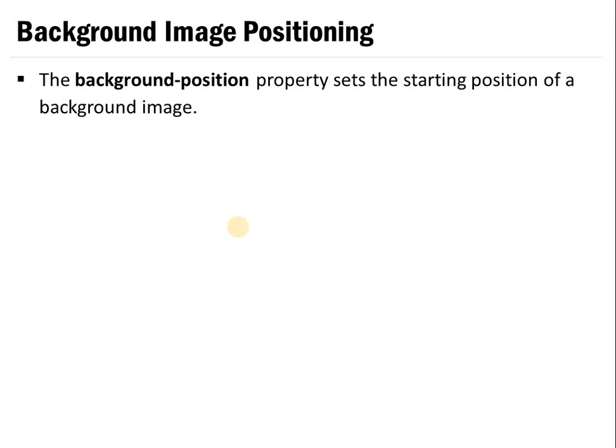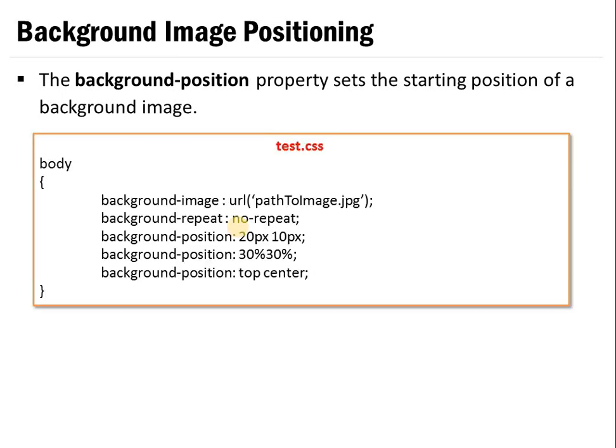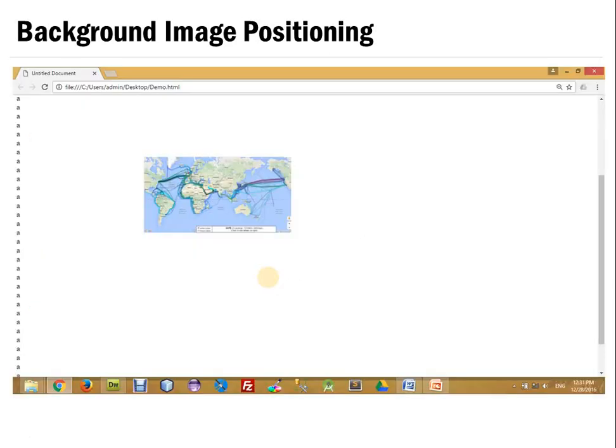After that, background image positioning. This property sets the starting position of a background image. Now how can you do that? Background position, over here I have set it as top center. Now there are three formats in which you can specify position: in terms of pixels, in terms of a percentage, or by writing the absolute property name, for example top, center. So this is the output.